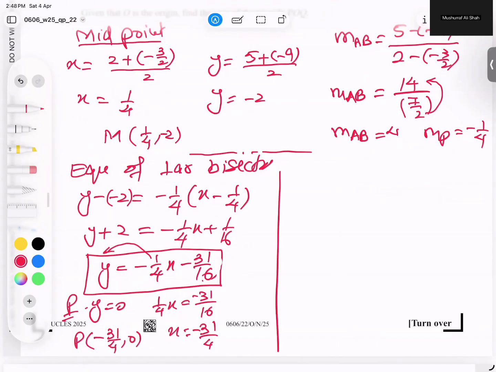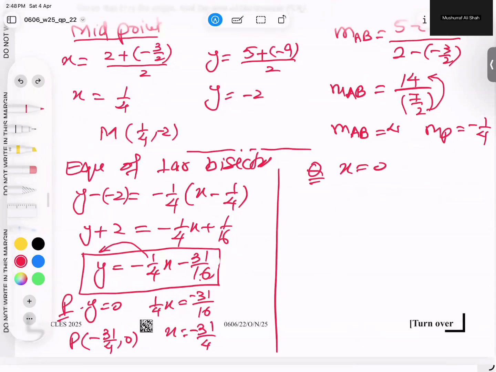Okay, now students, I'm going for the Q coordinate. For the Q coordinate, put x0. So when I plug in x0 here, students, I will get this y value directly. I'm writing now y is equal to 0 minus 31 over 16. So the Q coordinate turns out to be x0 and y -31 over 16.